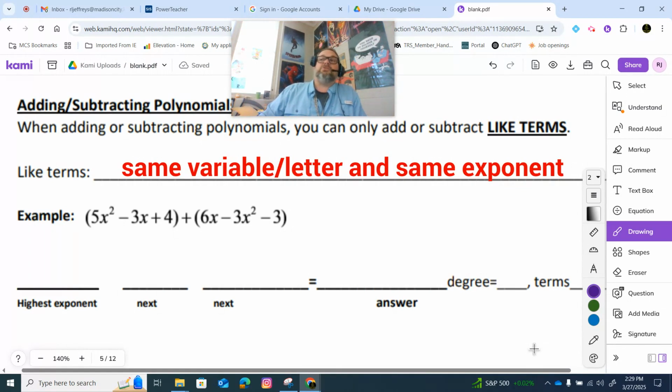I don't know exactly what you said, but I totally agree with it. Now, all right, let's look at this example.